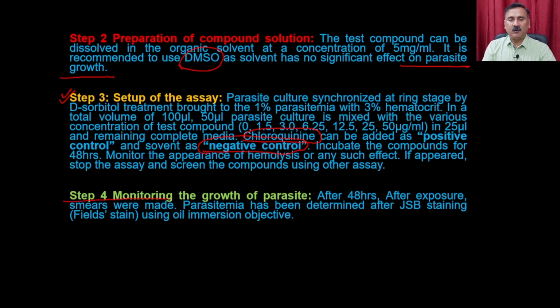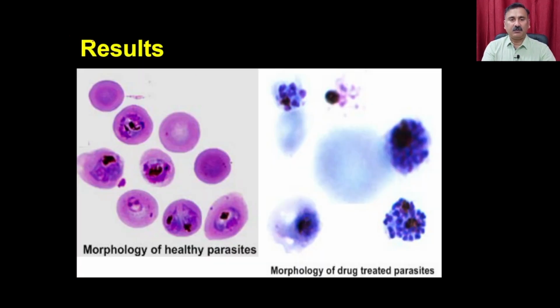Then in step 4, you are going to monitor the growth of the parasite. After 48 hours, you take the smear, stain it, and determine the parasitemia. This is exactly what you're going to see: morphologically healthy parasites, which show you all the different stages, trophozoite, schizont, and all that. Whereas in the case of the inhibitor treated parasites, you're going to see dead parasites, and they don't have any kind of nuclei.